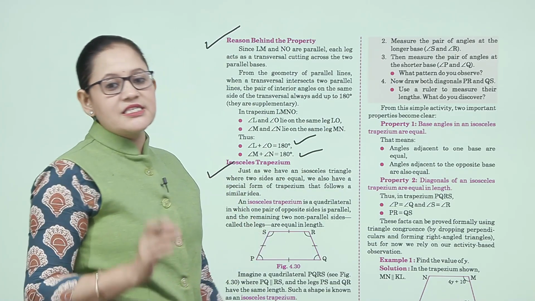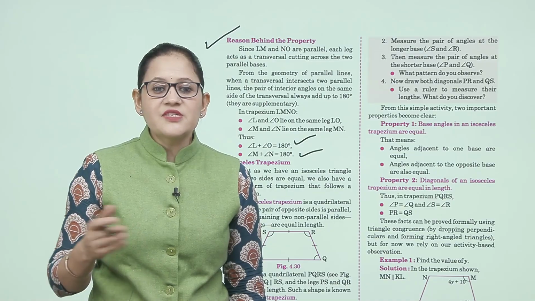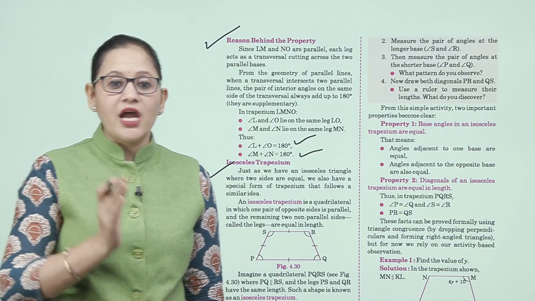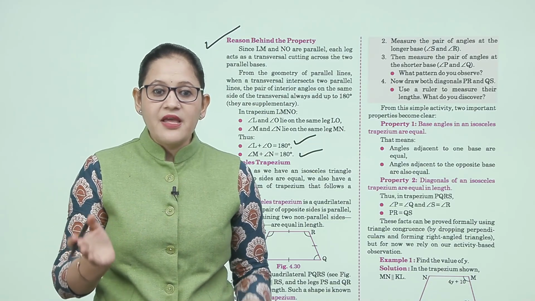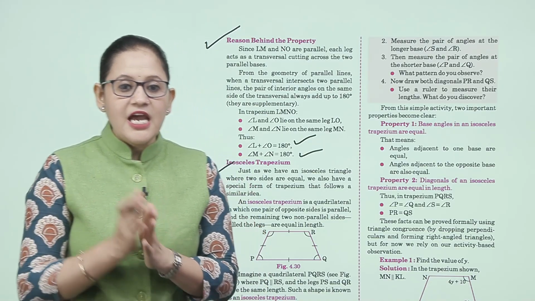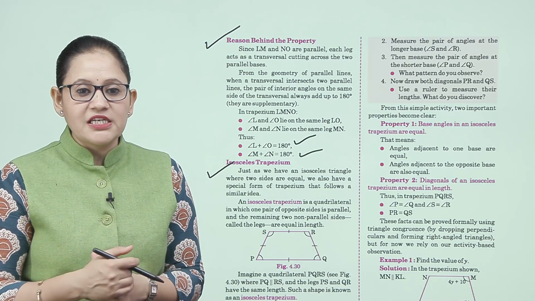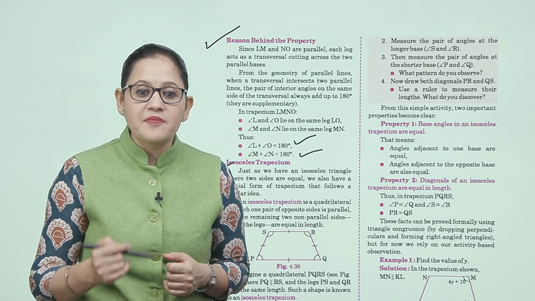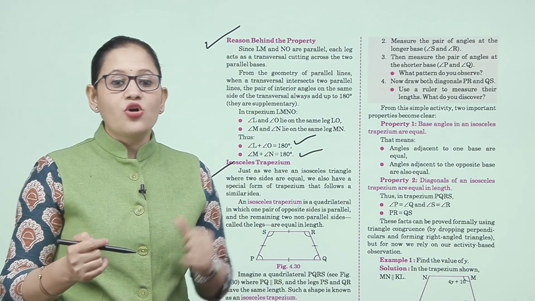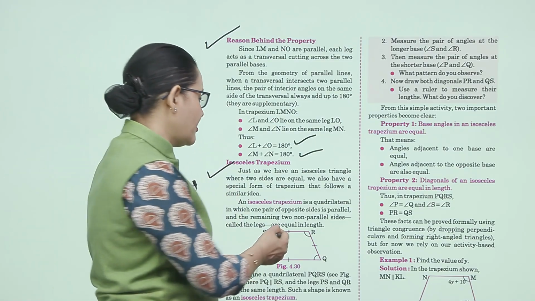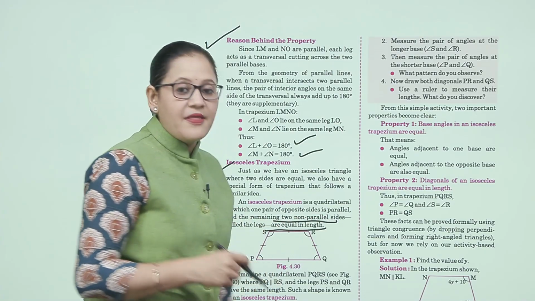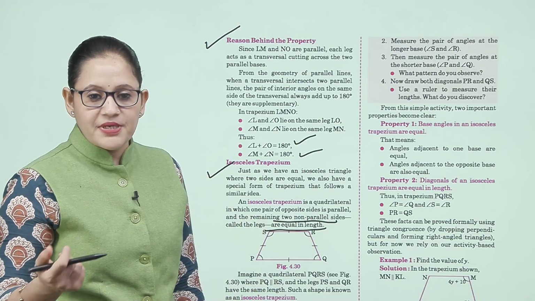Now, the isosceles trapezium. Just as we have an isosceles triangle where two sides are equal, we also have a special form of trapezium that follows a similar idea. An isosceles trapezium is a quadrilateral in which one pair of opposite sides is parallel and the remaining two non-parallel sides, called the legs, are equal in length. One pair of sides is parallel and the other pair is equal in length. That is called the isosceles trapezium.